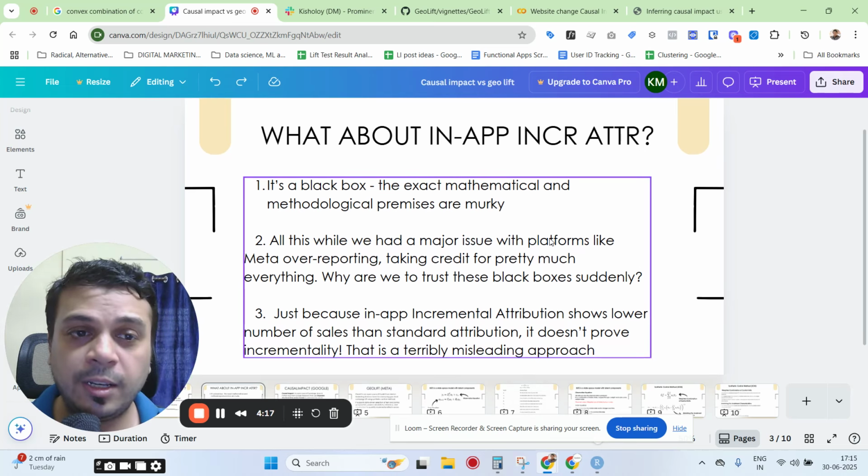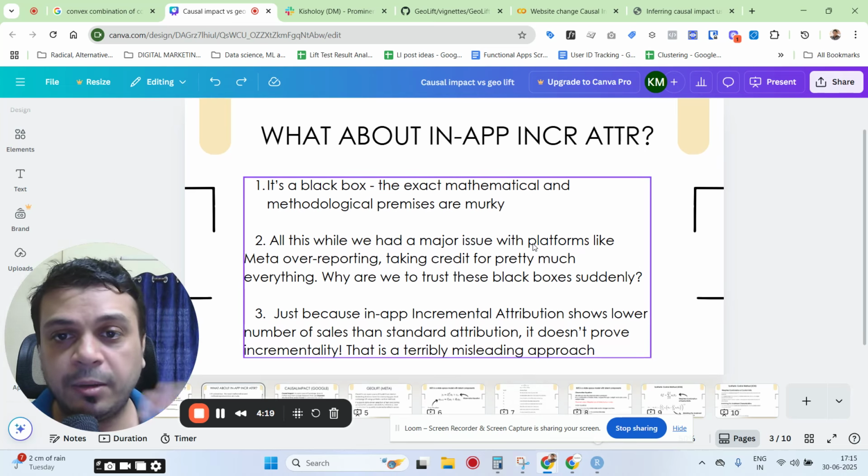So first of all, it's a black box. The exact mathematical and methodological premises are very murky, so we don't know what's really going on behind the scenes.